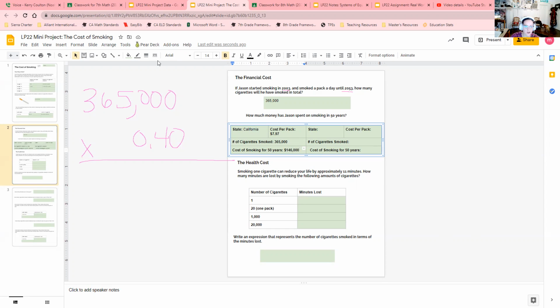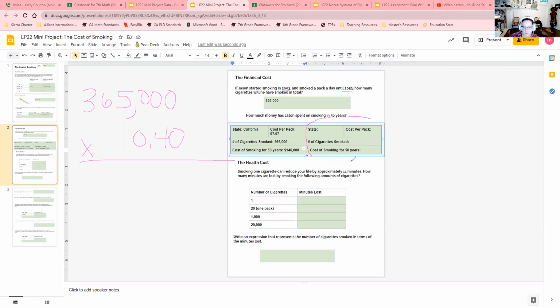Now, just to wrap your brains around how much money that is, Mrs. Baker spent $60,000 to get a bachelor's degree from Fresno State. Miss Baker spent $40,000 to get her master's degree. Together, that is $100,000 that was spent for Miss Baker to become a teacher. $146,000 for Jason to smoke for 50 years. That is a pretty big chunk of change right there. That is a car. That is a small house. That is quite a bit of money.